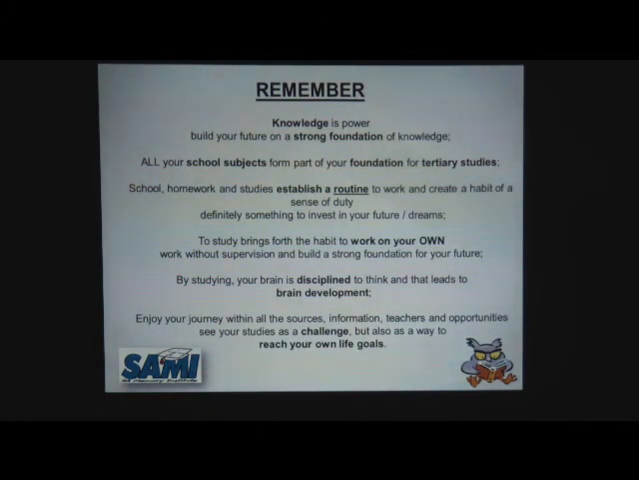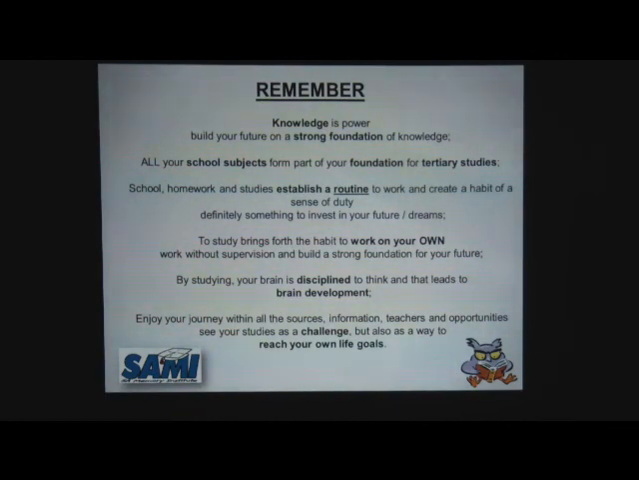Remember that knowledge is power. Build your future on a strong foundation of knowledge. All your school subjects form part of your foundation for your tertiary studies. School, homework and studies. Establish a routine to work and create a habit and a sense of duty. Definitely something to invest in your future dreams.